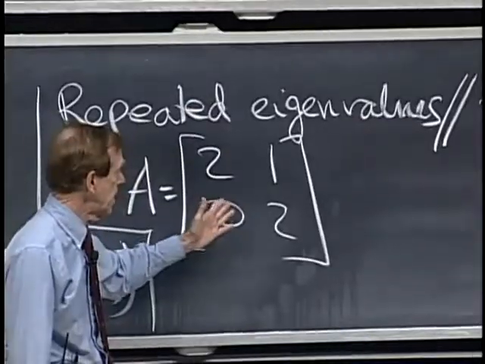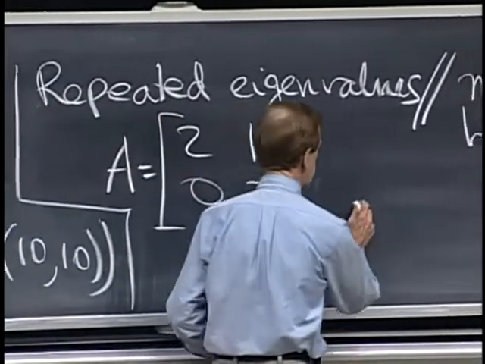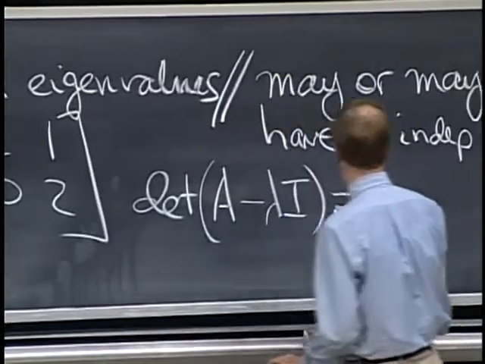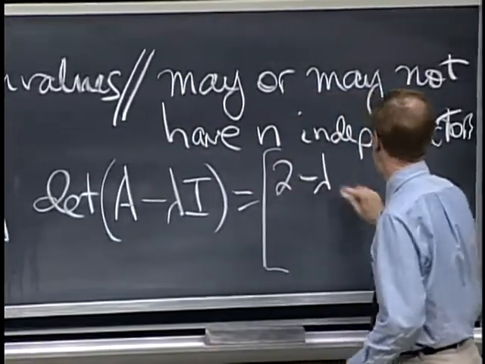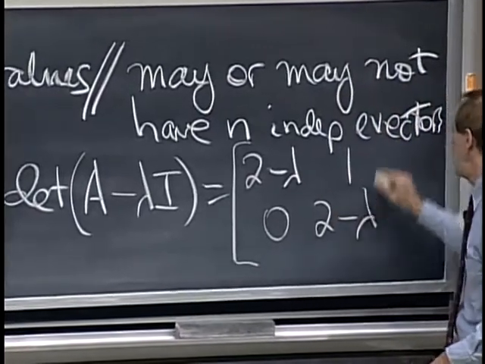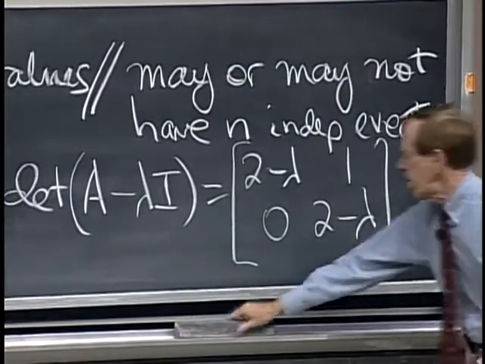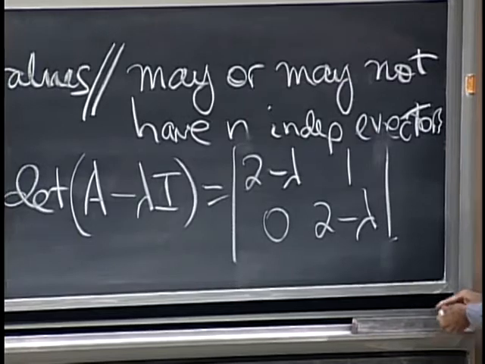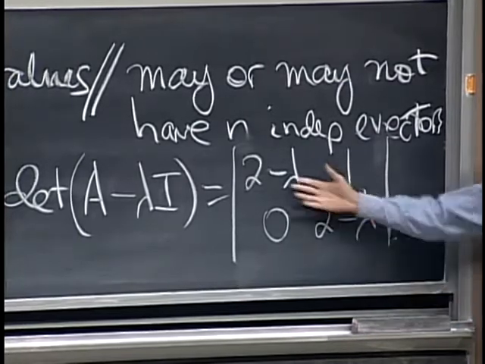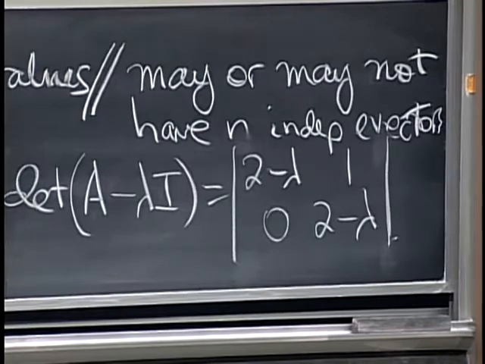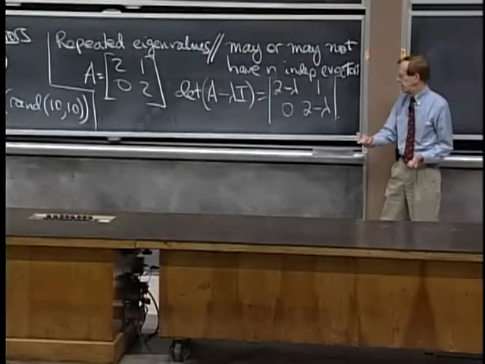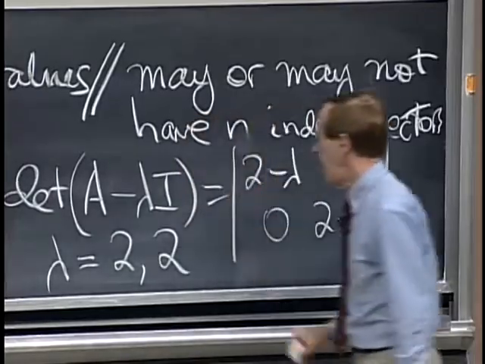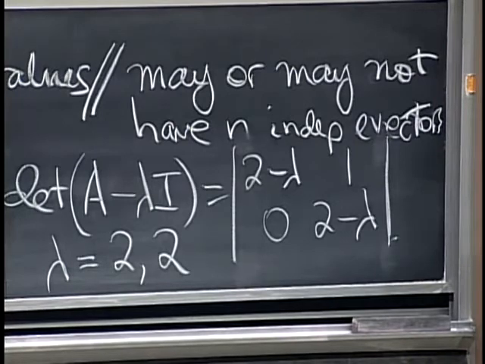It's a triangular matrix, so when I do this determinant of A minus lambda I, I'll get 2 minus lambda, 1, 0, 2 minus lambda. I take that determinant, so I make those into vertical bars to mean determinant. And the determinant is 2 minus lambda squared. What are the roots? Lambda equals 2 twice. So the eigenvalues are lambda equals 2 and 2. Okay, fine. Now, the next step, find the eigenvectors.